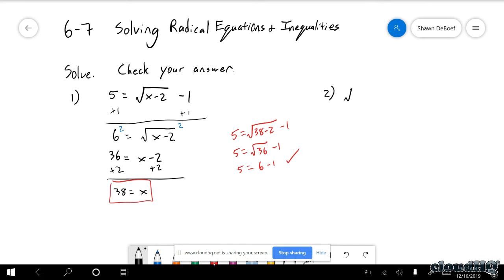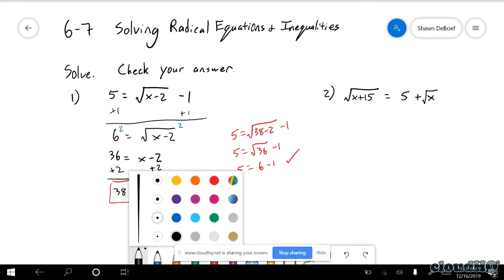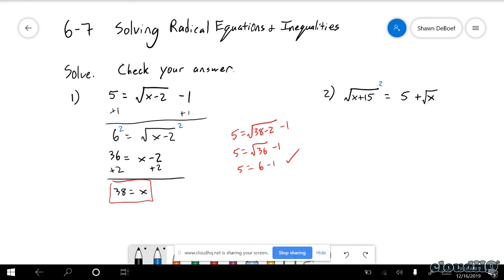Now let's take a look at the square root of x plus 15 equals 5 plus the square root of x. I want to point out that we don't have just one square root this time. We have square roots on both sides. What you have to do is make sure one of the square roots is isolated, which in this case, the one on the left is already isolated. So let's go ahead and square both sides. On the right side we have something a little more complex, so I have to wrap it in parentheses and then square it.